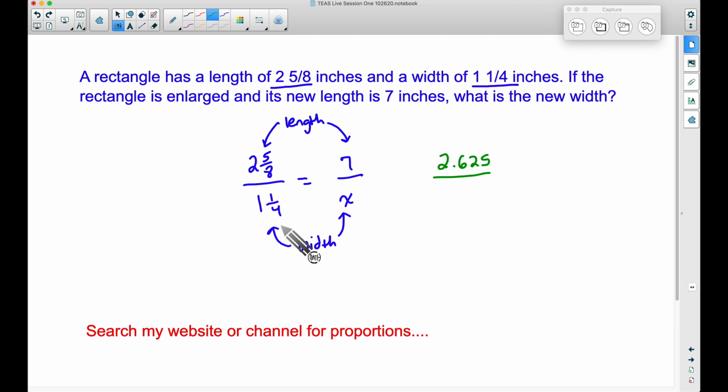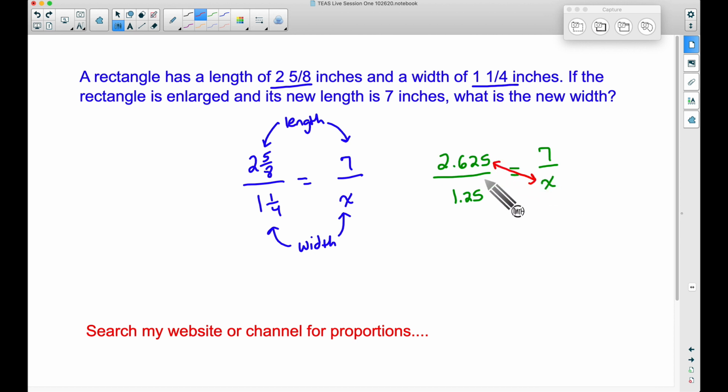1 1/4, think about money, 1 1/4 dollars, that's $1.25. And again, what you could do there, if you type in 1 divided by 4, it will give you the 0.25, and I'm just sticking that whole number of 1 out to the left of the decimal. This is equal to 7 over x. Now we can solve this by cross multiplying and dividing. That's the most common way, the most popular way to solve proportions.